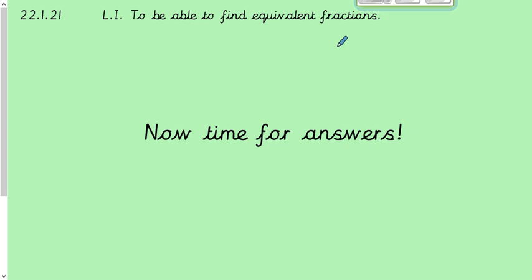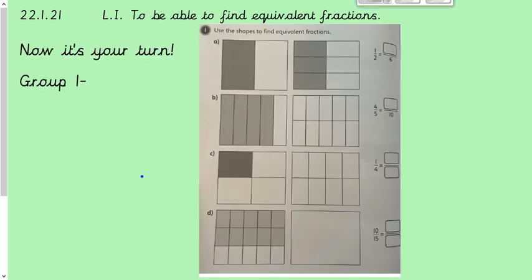Okay, it is time for answers. Hopefully you managed to do a few of those questions. Make sure you have done at least a couple and you spent a good 15-20 minutes on them because it's really important you do some of the work just to consolidate your learning. Let's have a look at group 1.